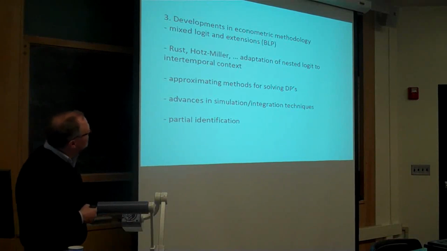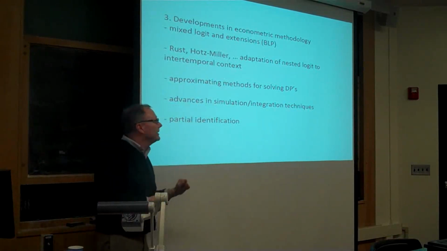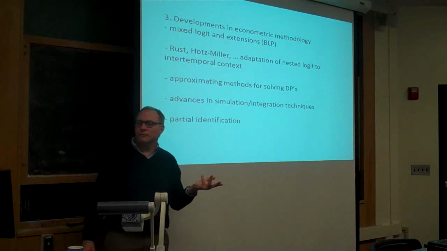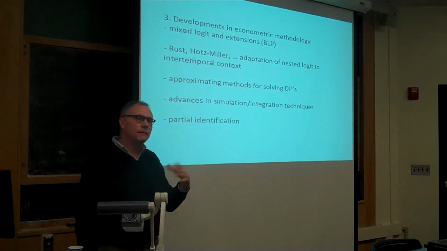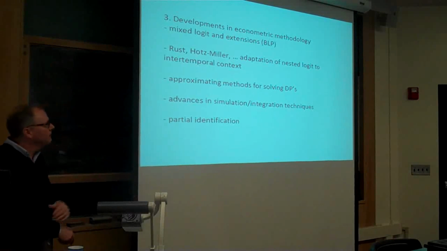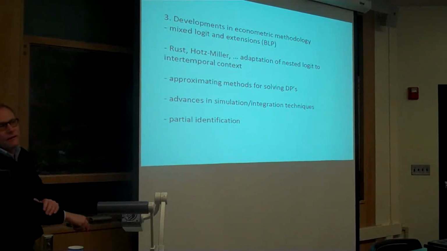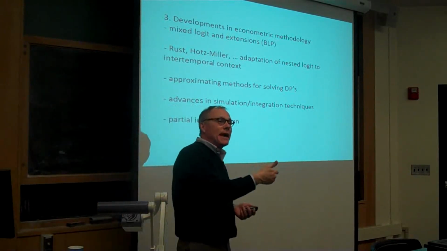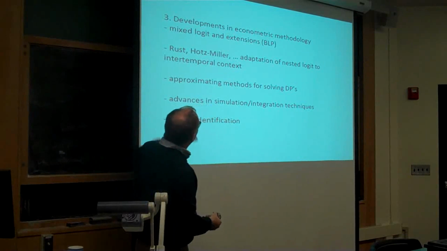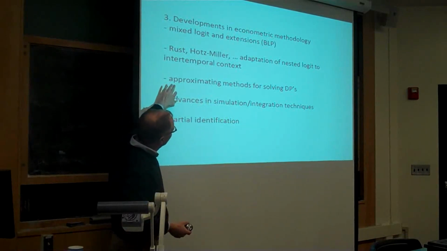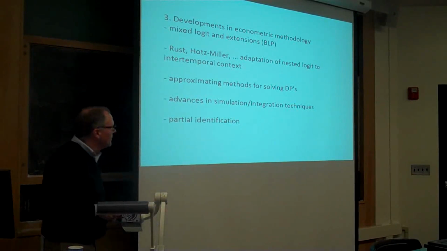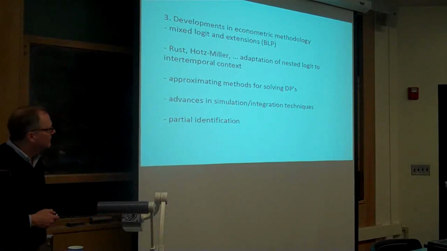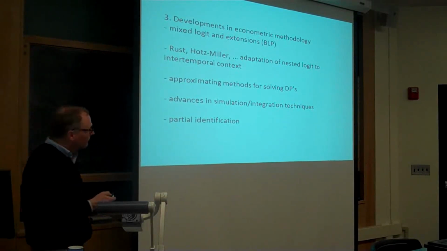There's been some new developments in econometrics, so the mixed logit, which extends McFadden to a richer framework. John Rust figured out how to take a multinomial logit or nested logit and make it into an intertemporal problem. So Rust's famous papers really are extensions of the logit, building on the fact that you can take the inclusive value from a nested logit and turn that into an Emax for a dynamic programming problem. We've got a lot of progress in approximating methods for solving dynamic programming problems. There's been a lot of advances in simulation and integration techniques, and there's been some new understanding in partial identification, so we're a lot further along in econometrics.